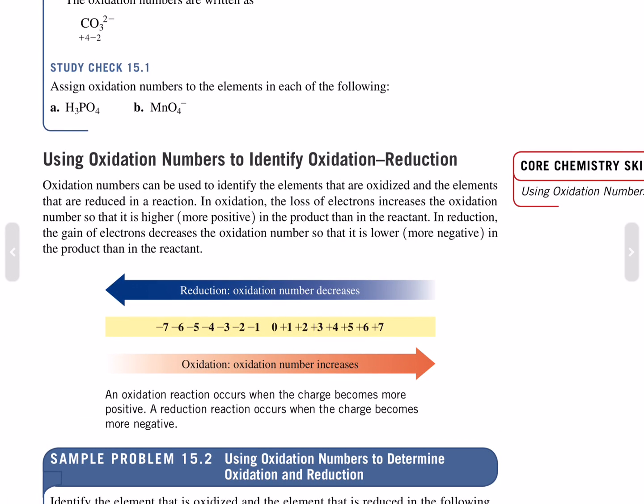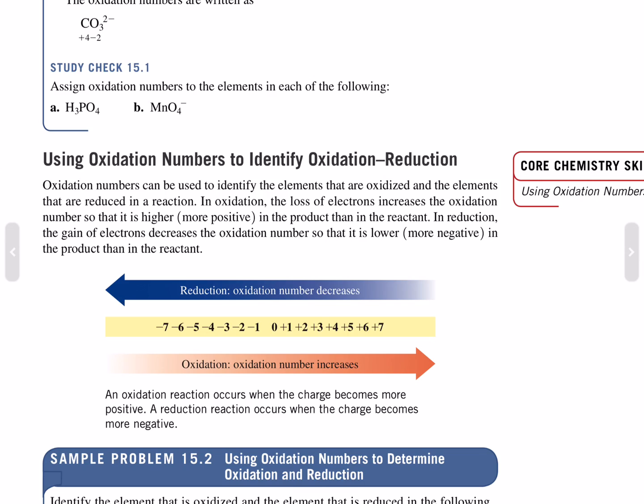Using oxidation numbers to identify oxidation reduction. Oxidation numbers can be used to identify the elements that are oxidized and the elements that are reduced in a reaction. In oxidation, the loss of electrons increases the oxidation number so that it is higher or more positive in the product than in the reactant. In the reduction, the gain of electrons decreases the oxidation number so that it is lower or more negative in the product than in the reactant.